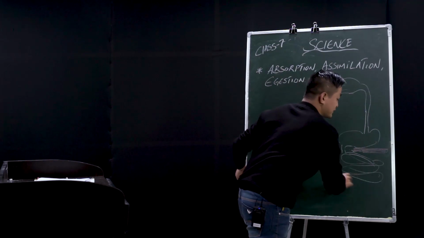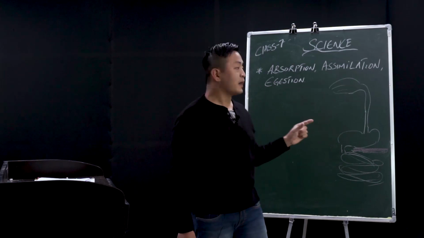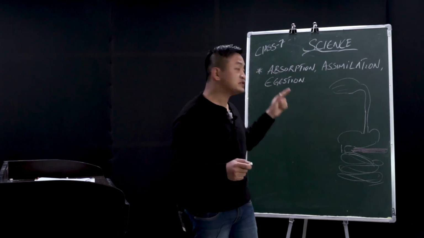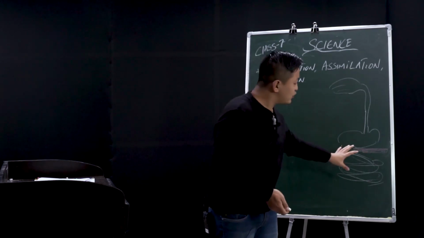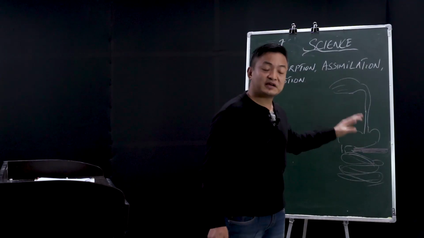in the small intestine. And now let's see how absorption takes place. How would this absorption of food take place? The small intestine is very important because all this absorption and assimilation takes place here.